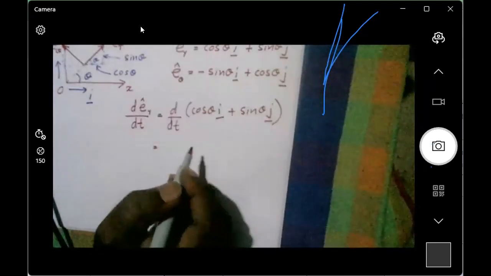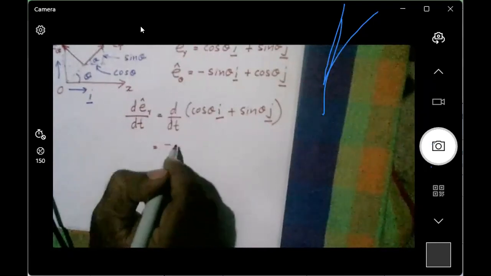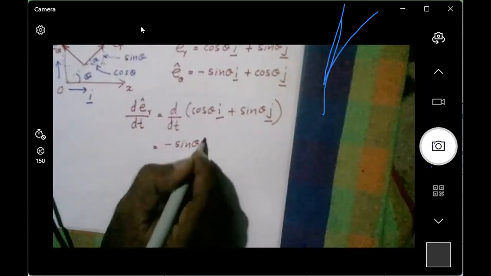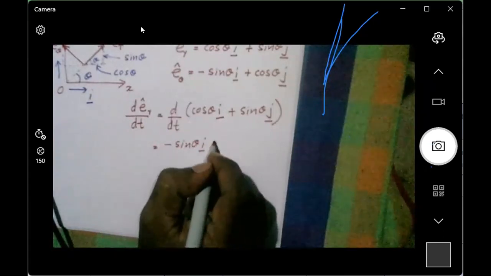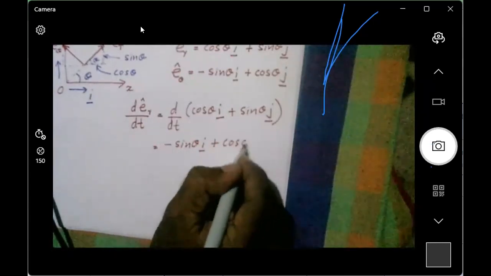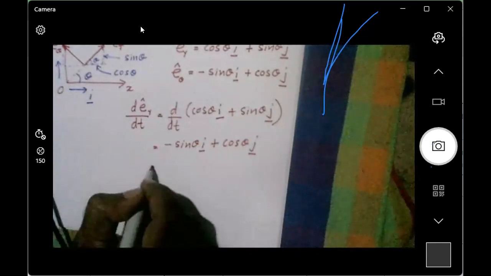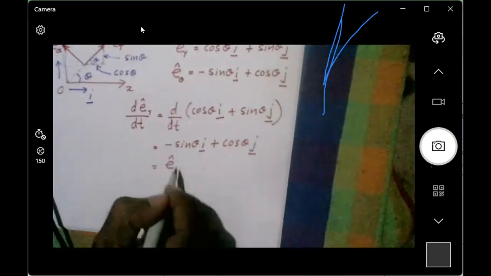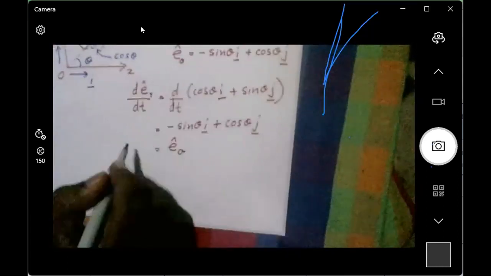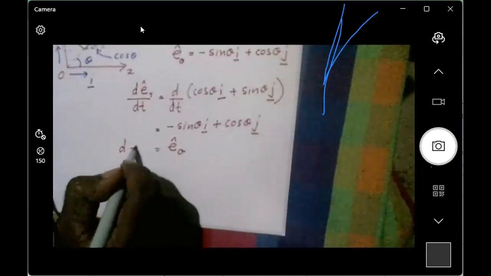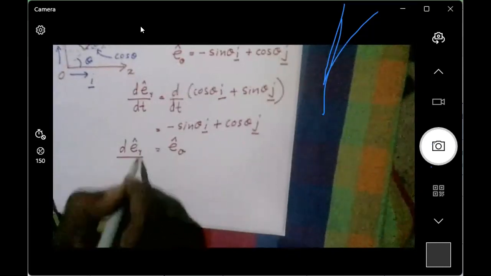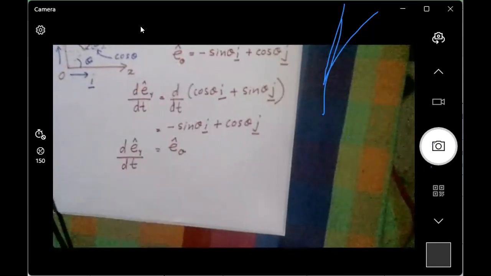What will you get? Derivative of cos theta is what? Minus sine theta. And derivative of sine theta? Cos theta. And what is this one? Minus sine theta i plus cos theta j. It is e theta. So derivative of e r hat over dt is e theta.